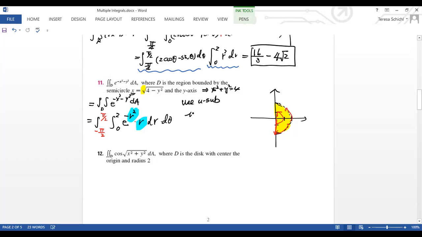So you can say u is equal to what? r squared. Then you use u-substitution, and then we can get this one here. And also the theta, we can really separate into two things here. You can say this is negative pi over 2 to pi over 2. Then you can do a d theta here. Then this is 1/2 e to the u, r dr.